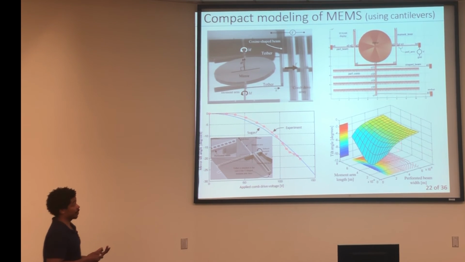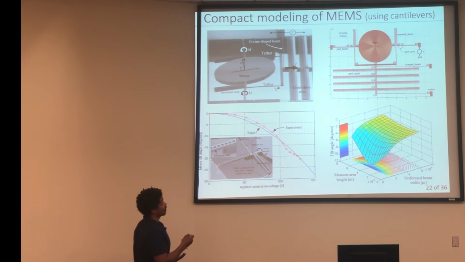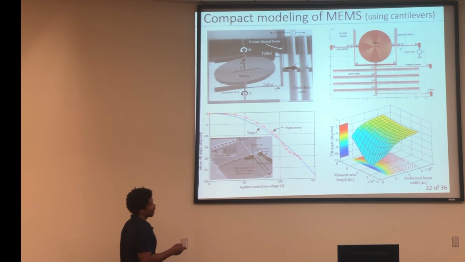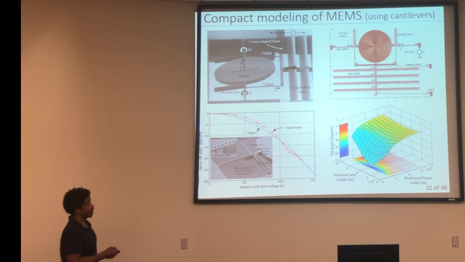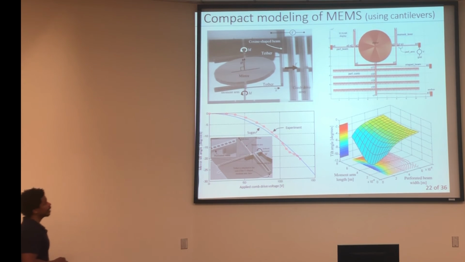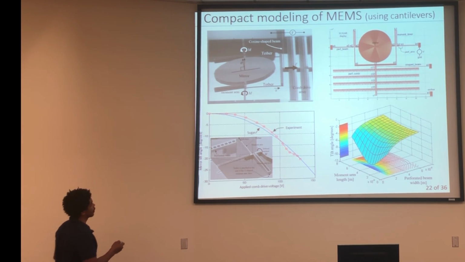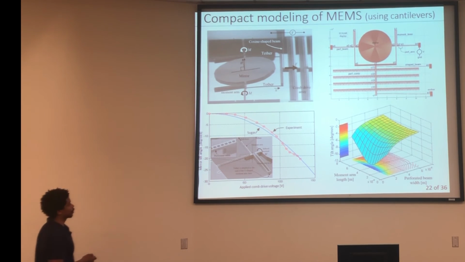But then to simulate it is really fast once you have the design in there, and then you're able to parameterize different things. So this axis right here is the beam width. This axis is the moment arm length, and this is the angle of tilting. So clearly, if you wanted to tilt the most, here's the sweet spot right there. And here's experiment versus the software. Experiment in red, software in blue.